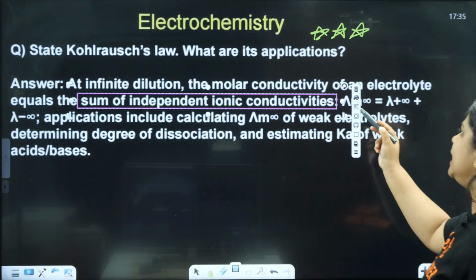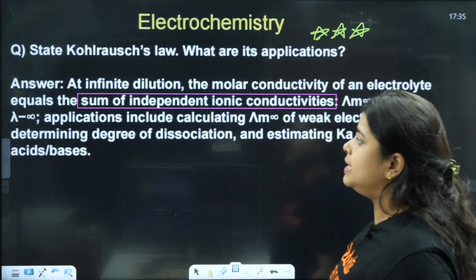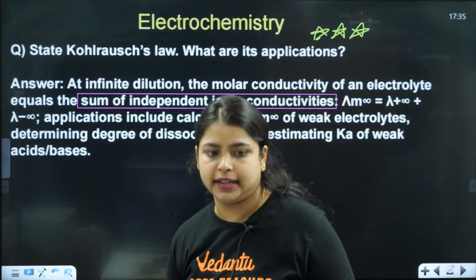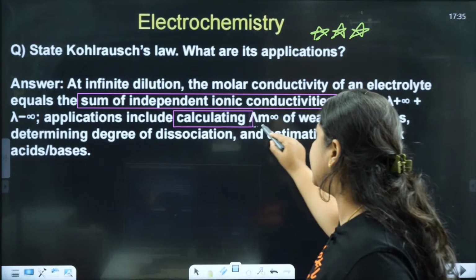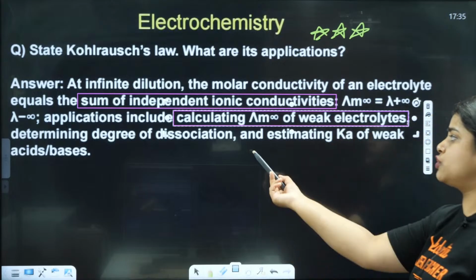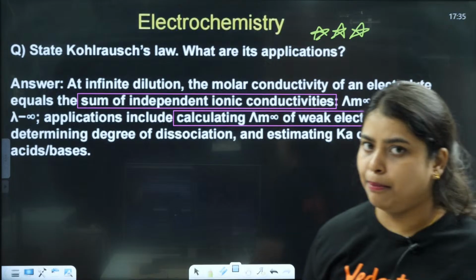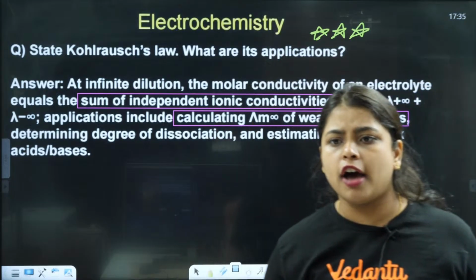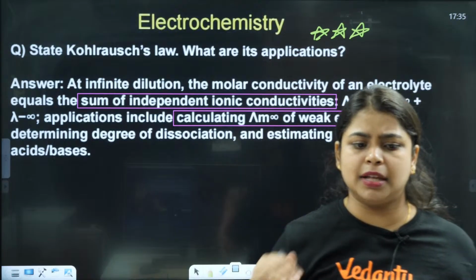Like what? Λm∞ is equal to λ+∞ plus λ−∞. Now these applications will include what? Calculating Λ∞ for weak electrolytes, determining the degree of dissociation and estimating the Ka of weak acids or bases. In this way you can mention it, or else you can write the law and its applications, and you can write it point-wise also.